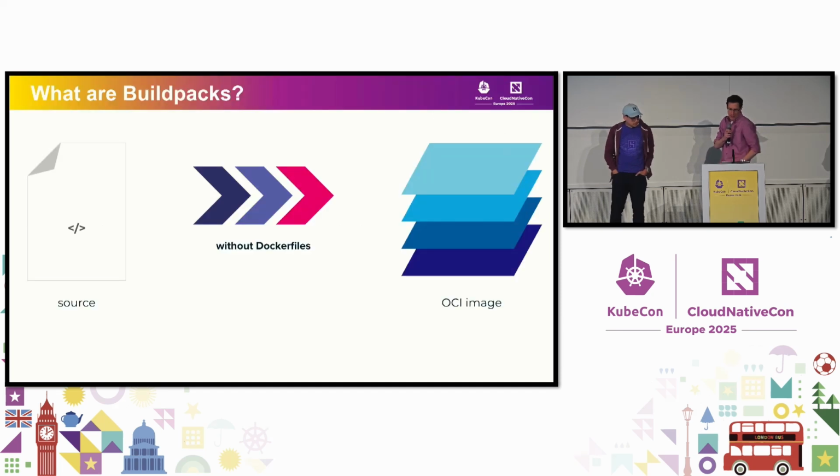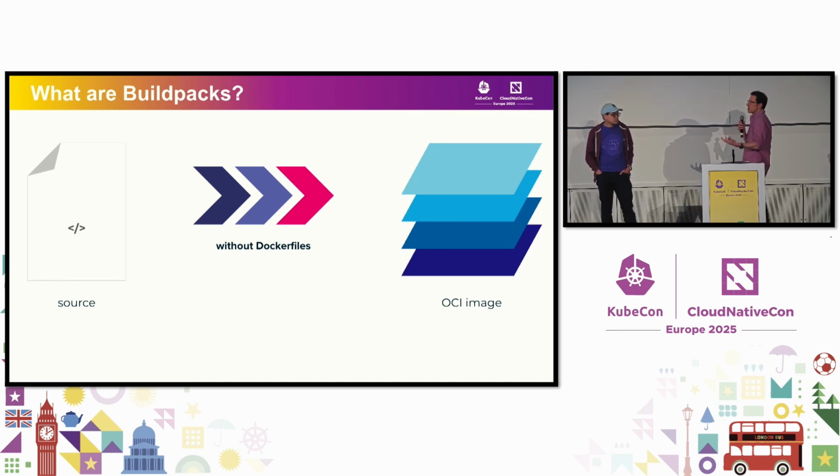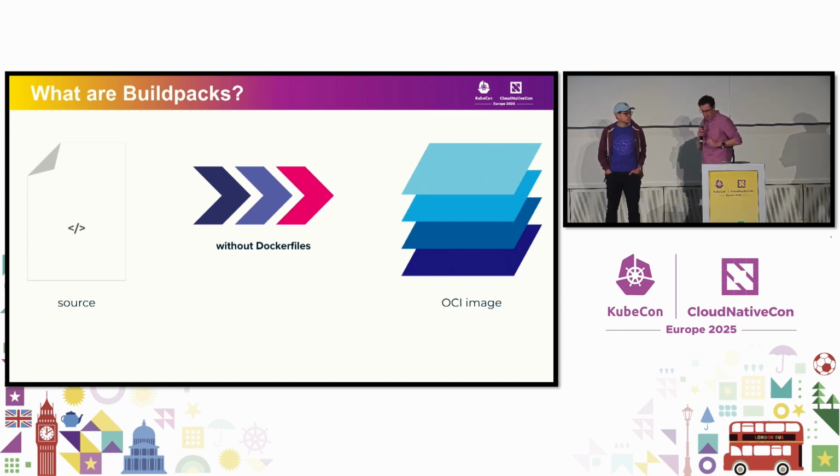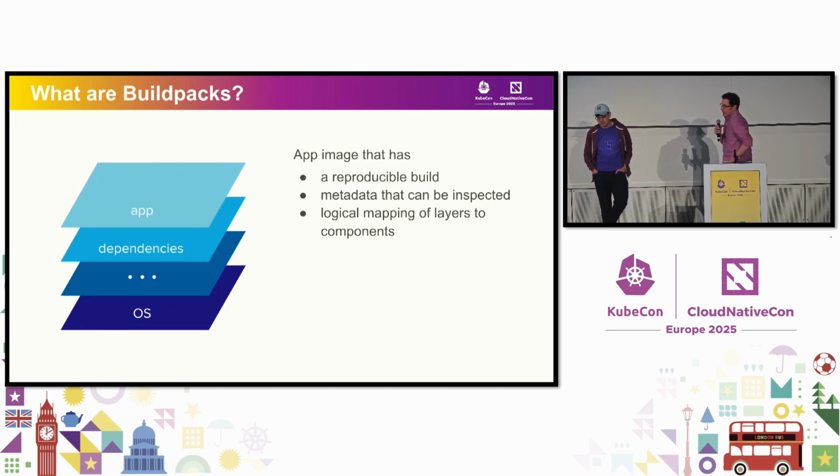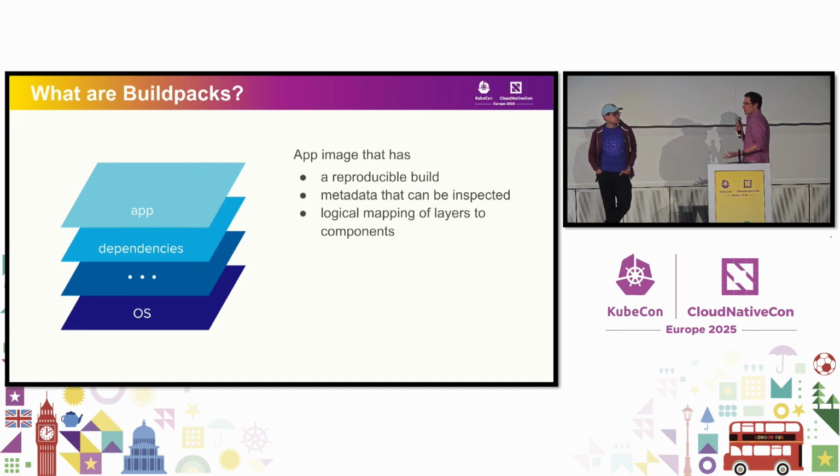So what are Buildpacks? They are tools that turn your application source code into container images without the need for a Dockerfile. At the end, you get an image that has layers that map logically to your application's components, which allows us to have very powerful features like additional caching mechanisms that speed up your builds and reproducible builds, and then ultimately metadata that we can use to inspect the different layers. You can use Dockerfiles with Buildpacks, but most of our users don't need that.